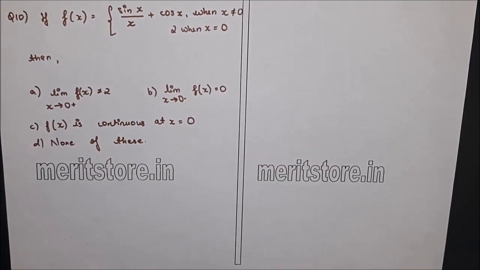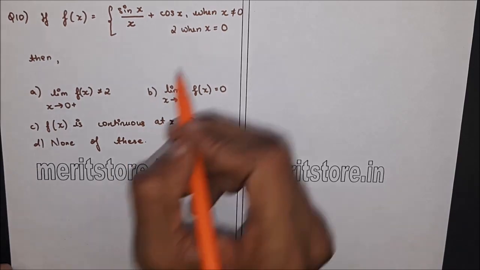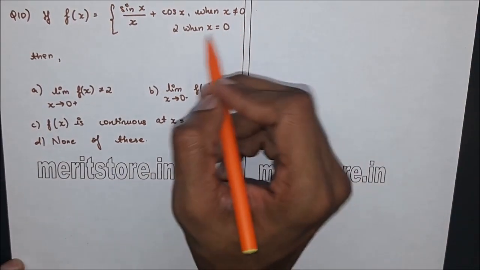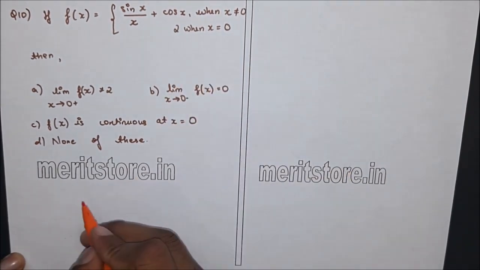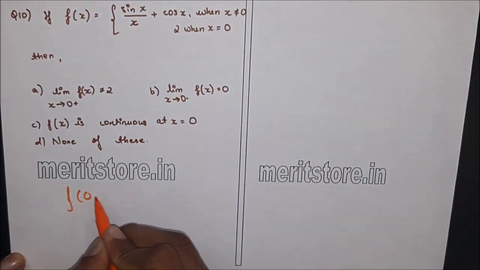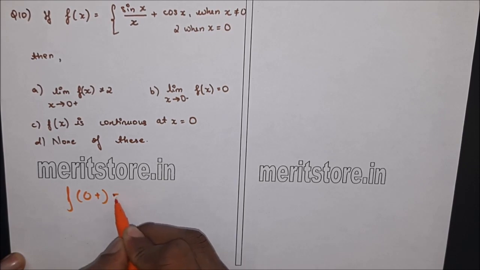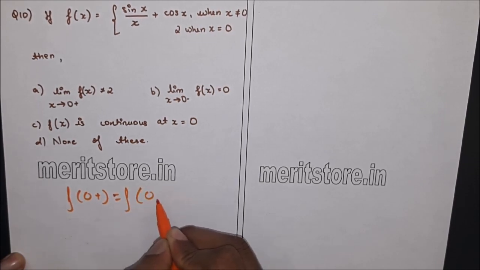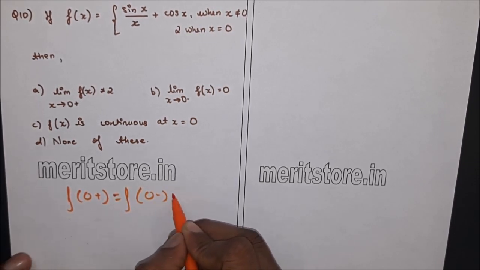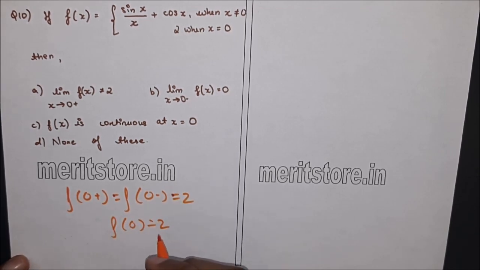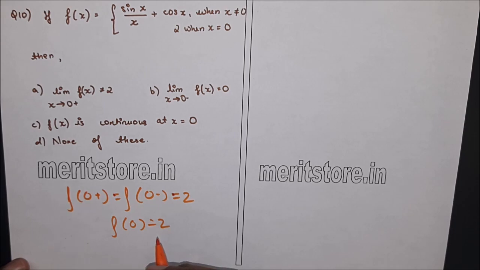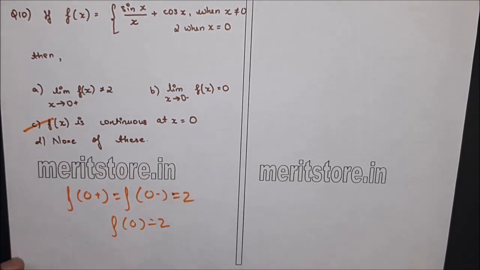Question 10. If f(x) = sin x / x + cos x when x is not equal to 0, and 2 when x is equal to 0, then we are given 4 options. We have f(0) from the right hand side, which is equal to f(0) from the left hand side, equal to 2. So we have f(0) equal to 2. So f(x) is continuous at x = 0. Therefore, option C is the correct answer.